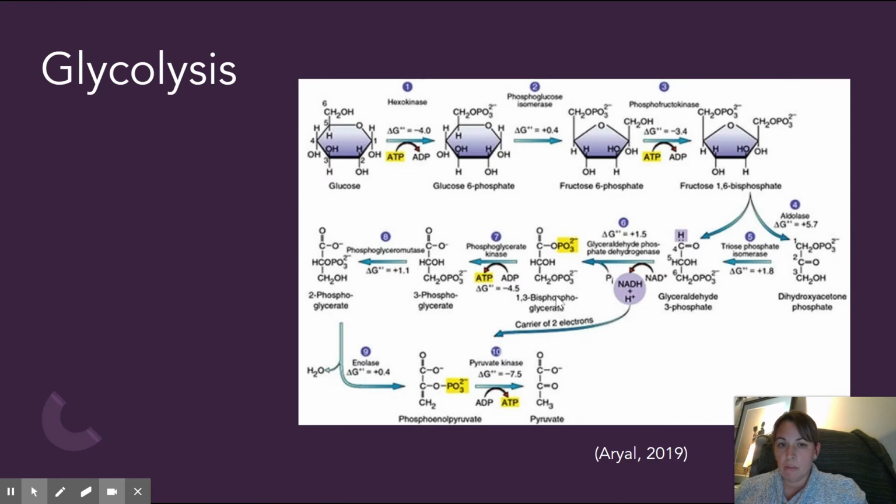After we have 1,3-bisphosphoglycerate, in comes this kinase right here, and we actually get the production of an ATP.